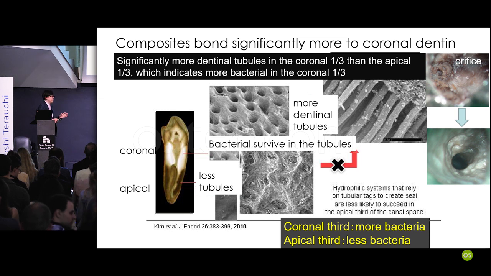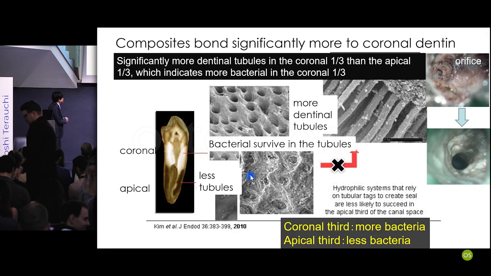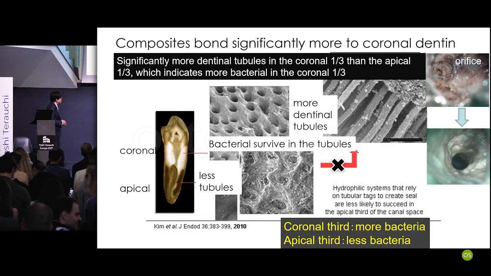Because you have more dentinal tubules in the coronal 1/3 as compared to the dentinal tubules in the apical 1/3. This is the reason. If you look at the apical 1/3, the dentinal tubules were degraded, sometimes calcified. No dentinal tubules. The more apical you go, the fewer dentinal tubules you see. But if you go coronal, you see more dentinal tubules.